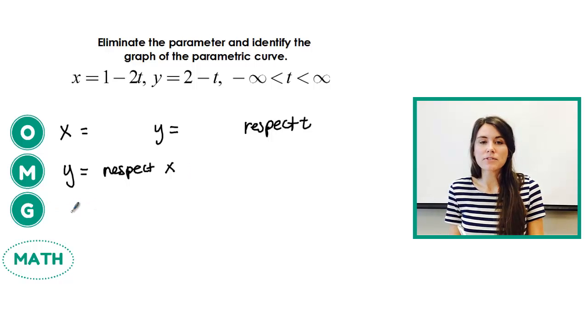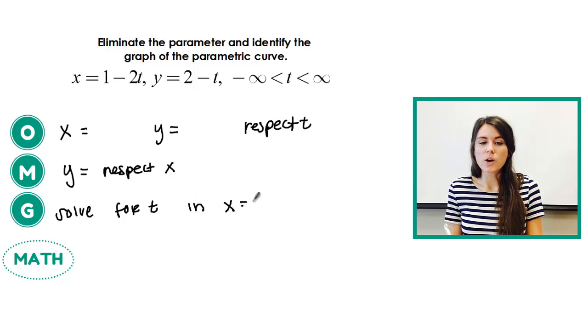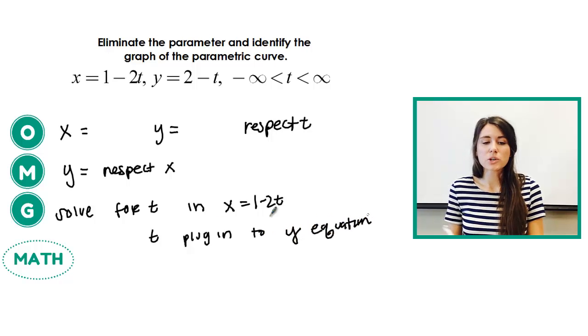And then our game plan for doing that, since we're trying to get something with respect to x, we solve for t in the x equation, so 1 minus 2t, and then once we have t, plug it into the y equation. So let me show you what that looks like.